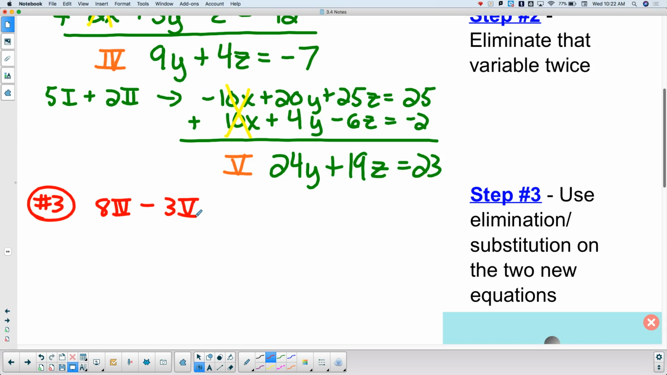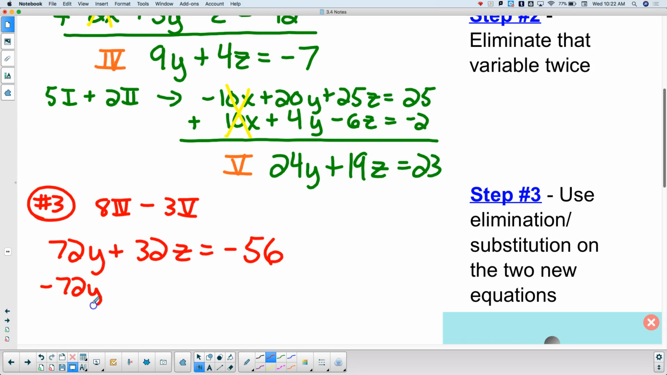So top equation by 8 gives me 72y plus 32z equals -56. Bottom equation by -3 gives me -72y minus 57z equals -69? Yeah, 3. Yep, -69.